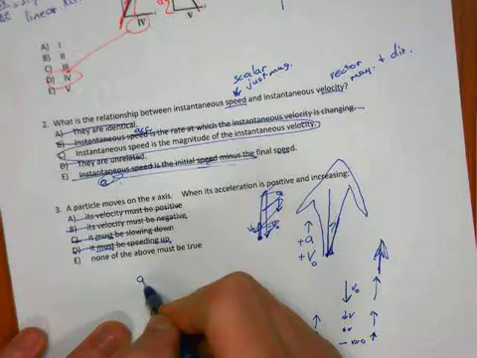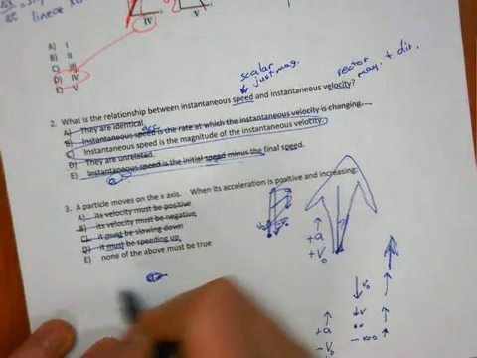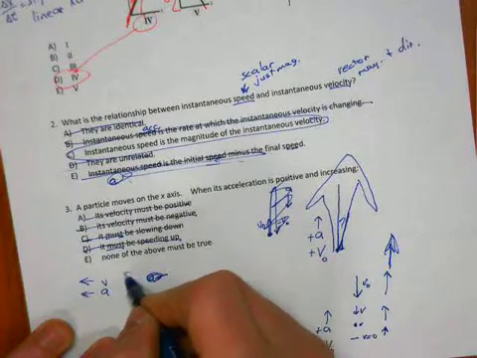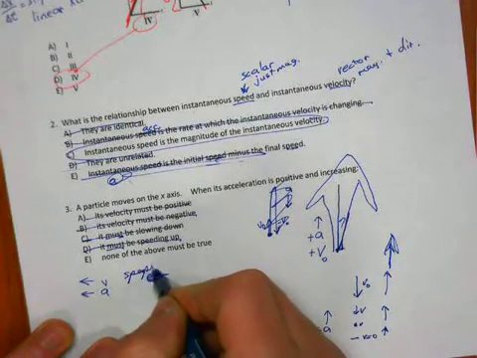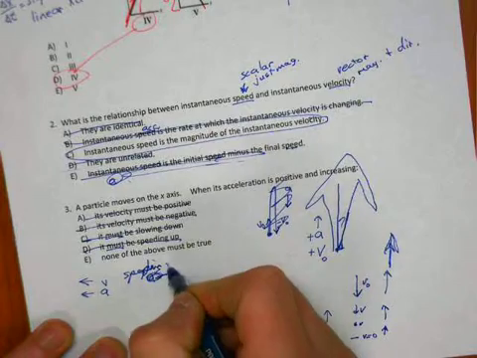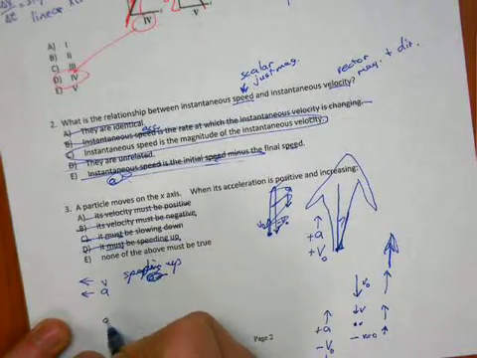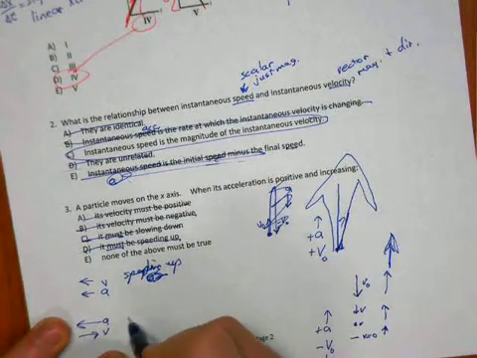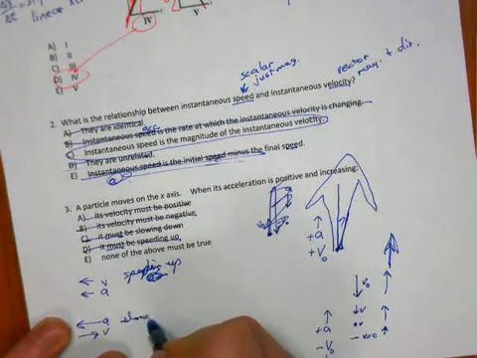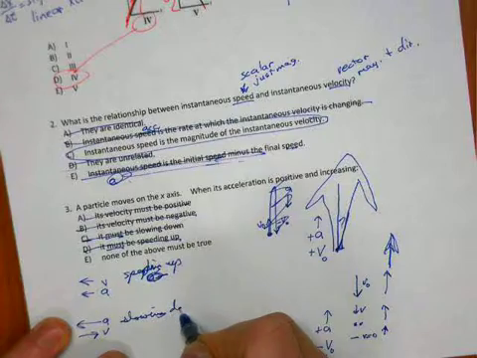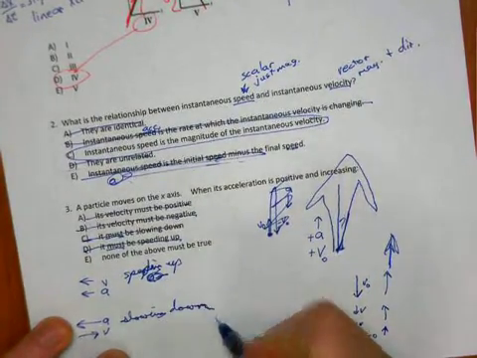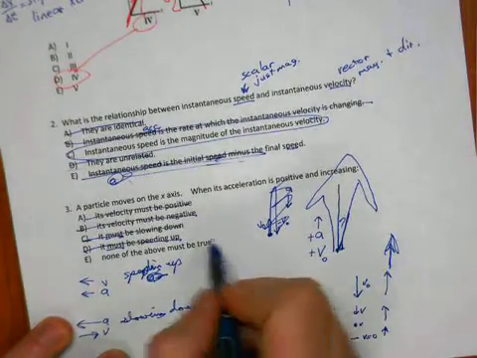So when acceleration, well, let's keep it negative. When acceleration is negative and velocity is negative, speeding up. When acceleration is negative and velocity is positive, slowing down. All right, so none of the above must be true.